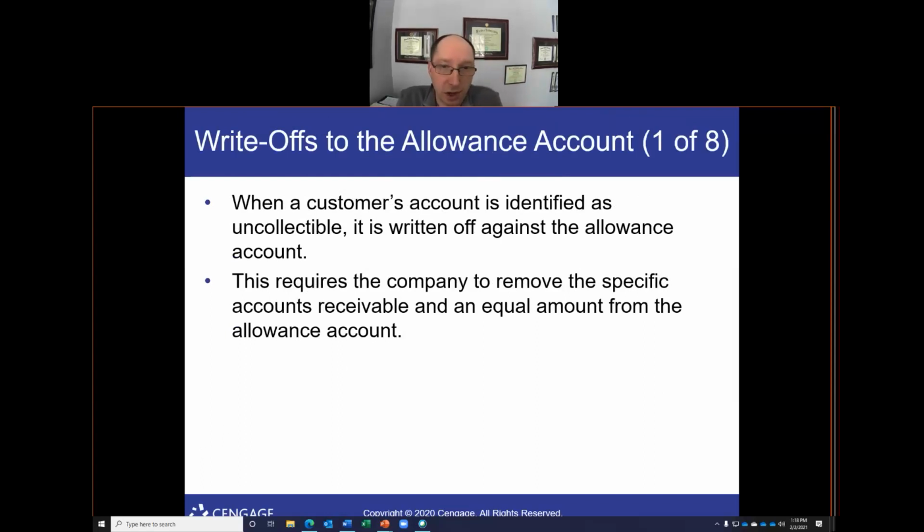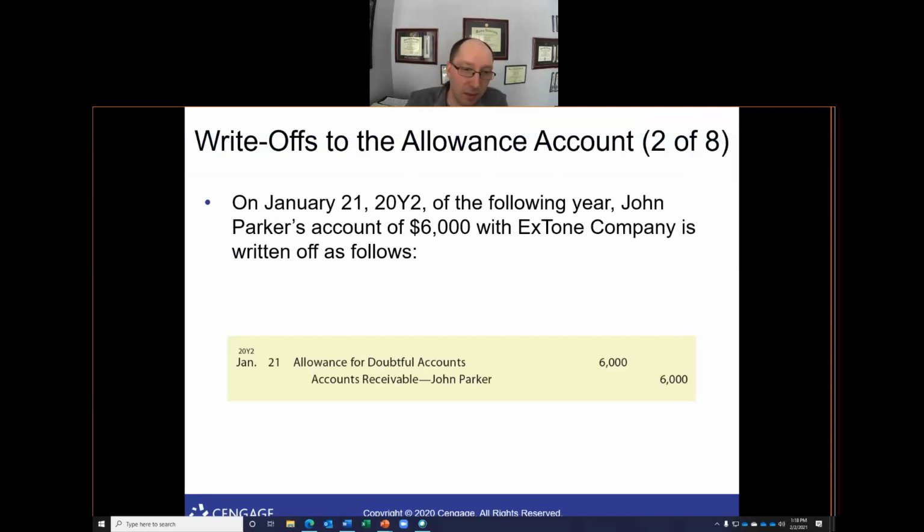Write-offs and allowances. When a customer's account is identified as uncollectible, we write it off against the allowance for bad debt. So debit bad debt expense, credit accounts receivable, right? This requires the company to remove specific accounts receivable equal to the amount of the allowance account, which we talked about. In this case, we have a customer, John. He didn't pay us. So we debit allowance for doubtful accounts, and we credit accounts receivable for that customer.